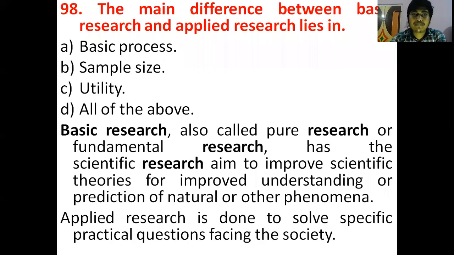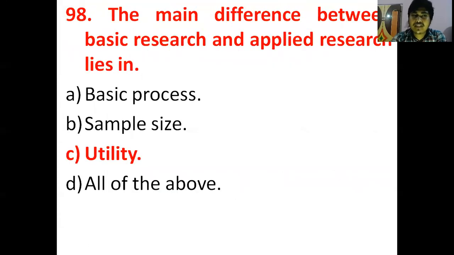See, the next question is, the main difference between basic research and applied research lies in, here option is given, basic process, sample size, utility, all of the above. So see, basic research, also called the pure research or fundamental research, has the scientific research aim to improve the scientific theories for improved understanding or prediction of natural or other phenomena. But the applied research is done to solve specific practical questions facing the society. So our correct answer will be option C, utility. The main difference between the basic research and applied research lies in utility.